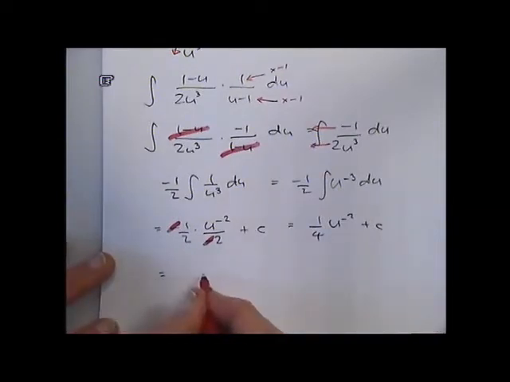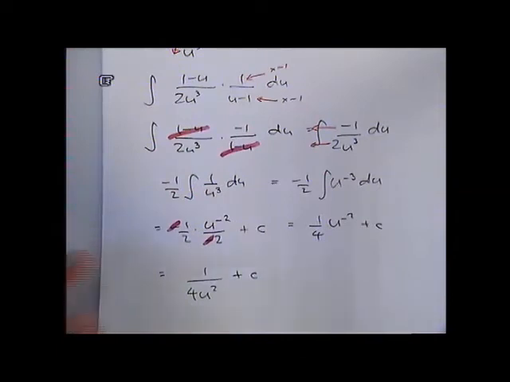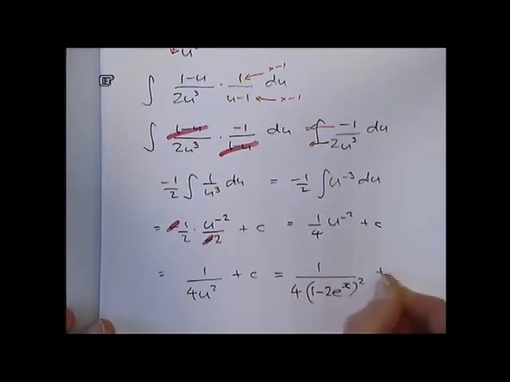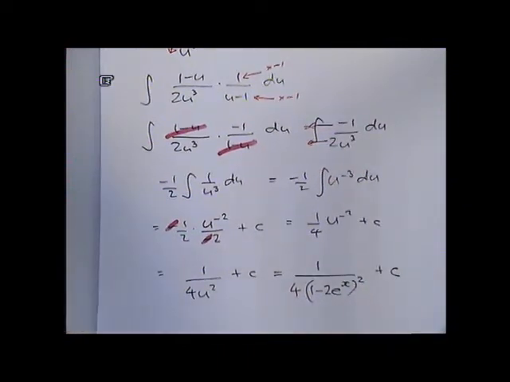U to the minus 2, that's the same as putting a u squared on the bottom. That just makes it easier to look at, I think. Rather than have a minus power, stick that u squared down on the bottom. And if we go back to the very beginning of the question, we knew that u was 1 minus 2e to the x squared. So we can actually come up with the final answer to that question. So that was a process of going through that question using integration by substitution.